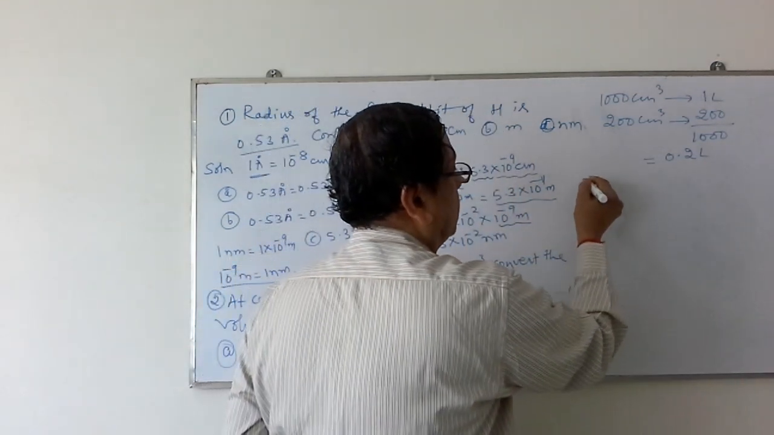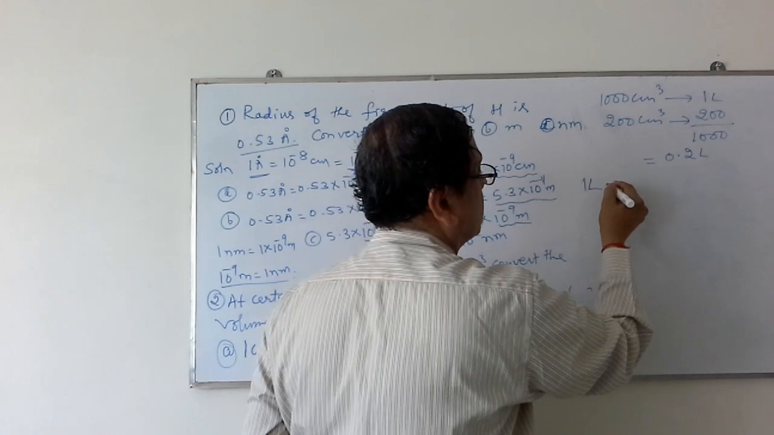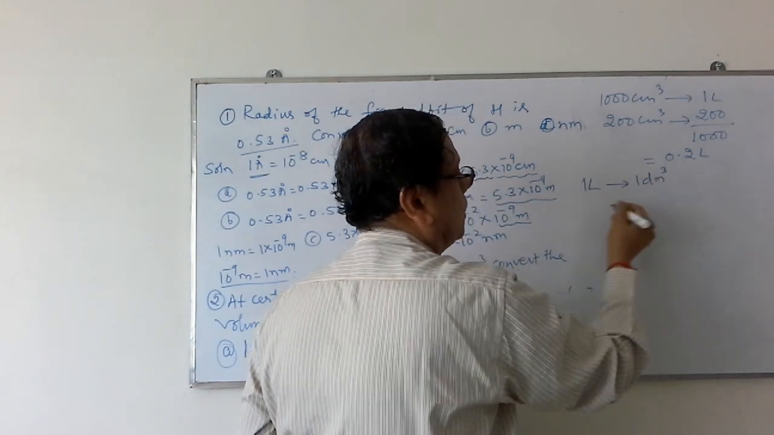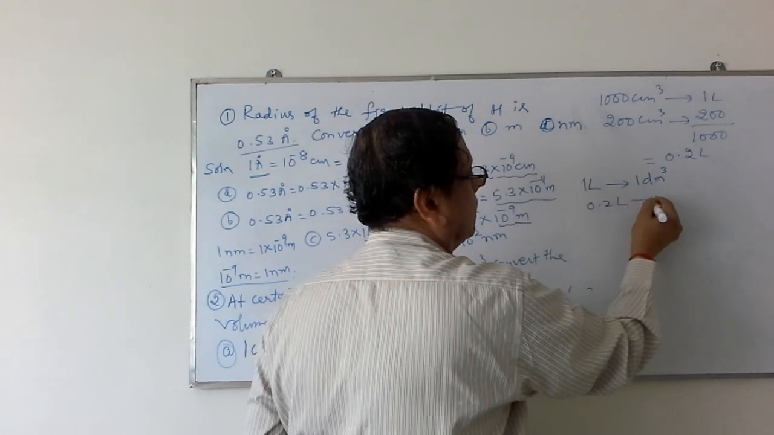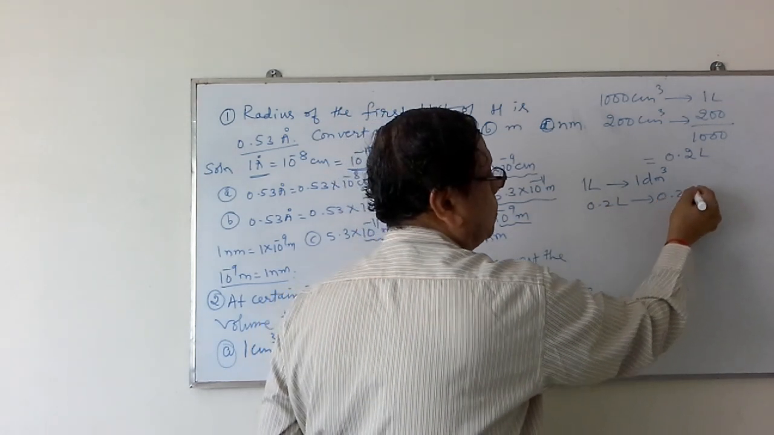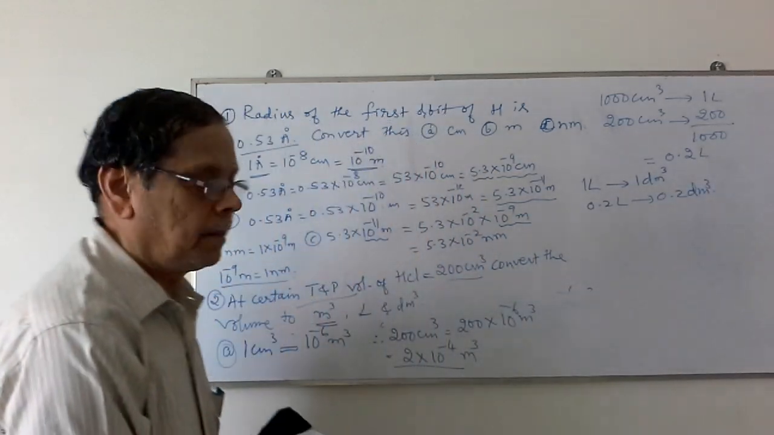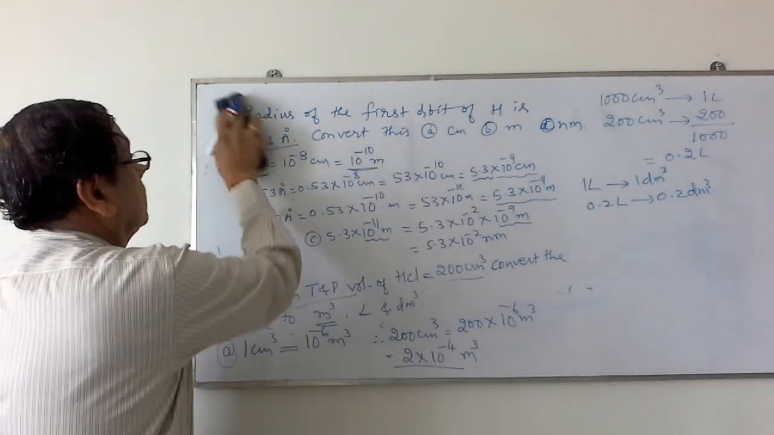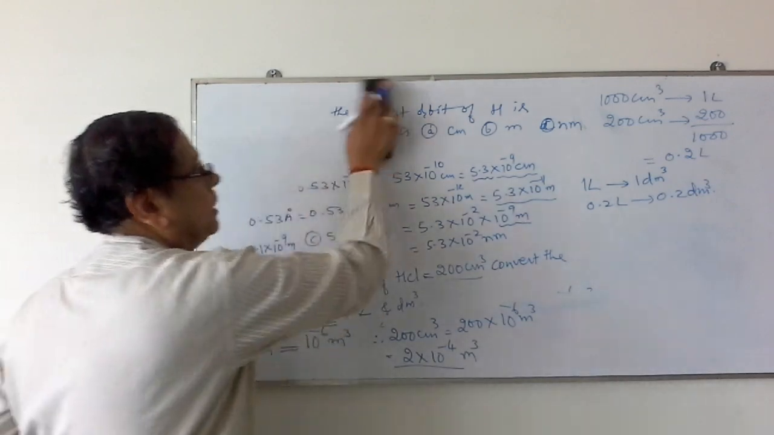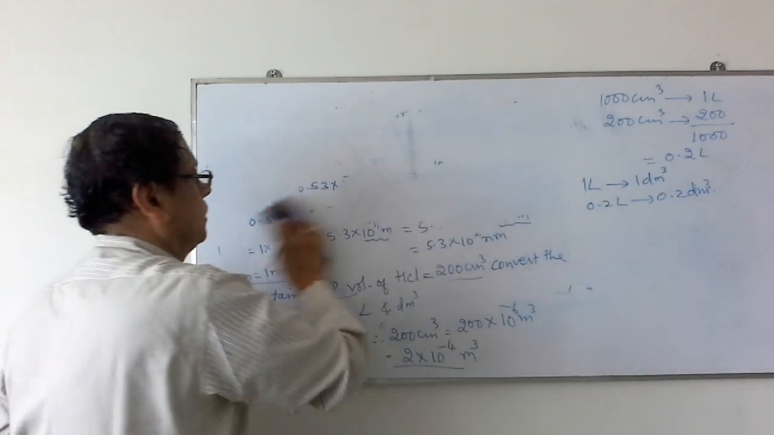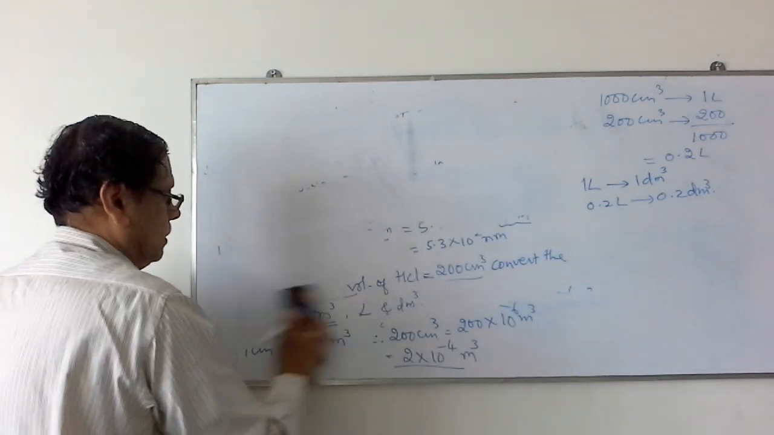We know that in the conversion of liter to decimeter cube, 1 liter corresponds to 1 dm cube. Therefore, 0.2 liter is nothing but 0.2 decimeter cube. So this is the conversion of the volume to SI unit as well as to liters. The next numerical.